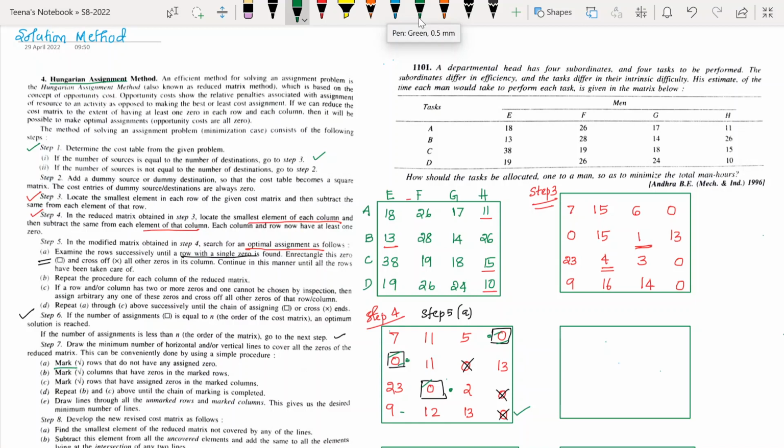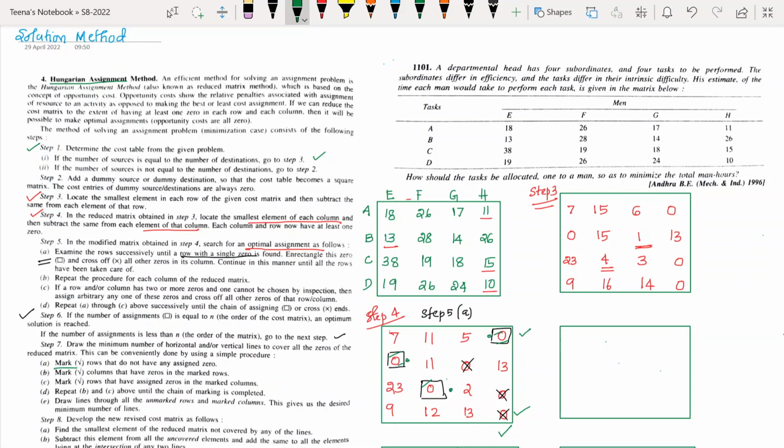In this last row, check whether there is any column that has zeros in the marked row. So this last column has zeros, so we mark that particular column. Okay. Then we look at this column, which is marked now. Now in this tick marked column, we check whether there are any rows with marked zeros.